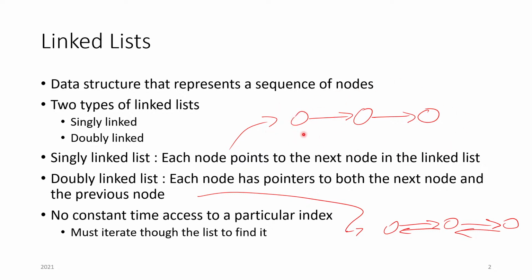The disadvantage is that because you're only going one direction, you can't go back in the list. So once you find something, you need to start from the starting node and go through each one of these nodes until you find what it is that you're looking for.